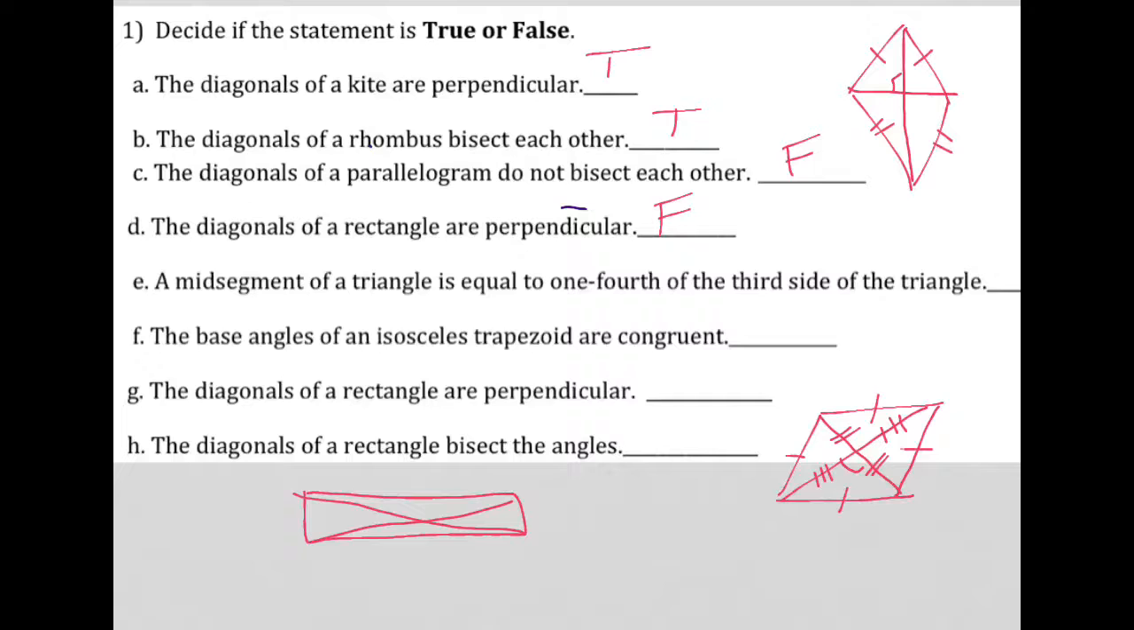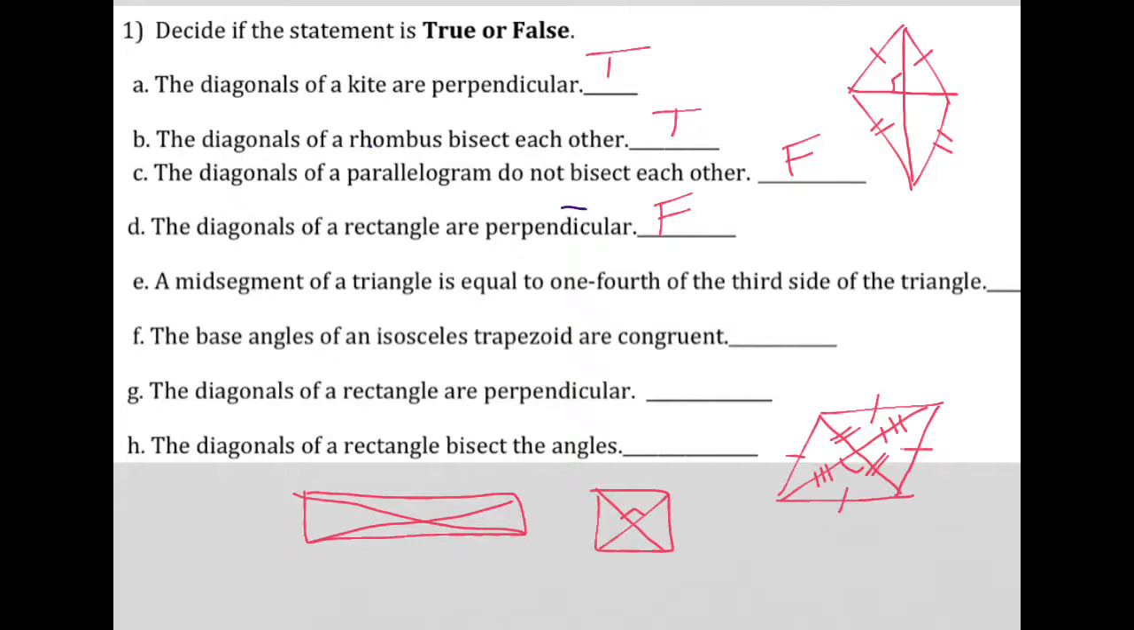That is false. Could the diagonals of a rectangle be perpendicular? Yes, they could if the rectangle happened to be a square. And then in that instance, you would get perpendicular diagonals. But it's not always true, so we're going to say false.